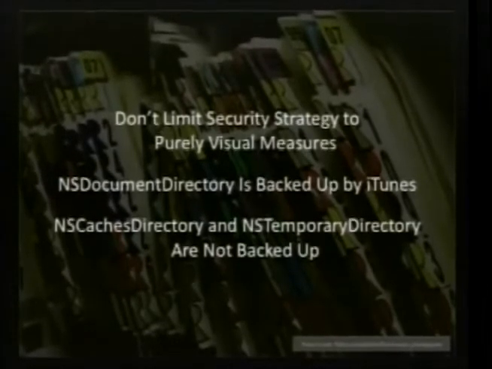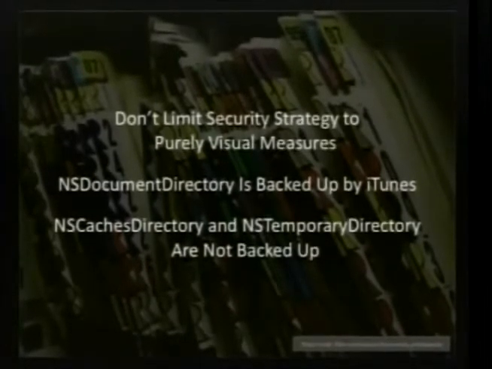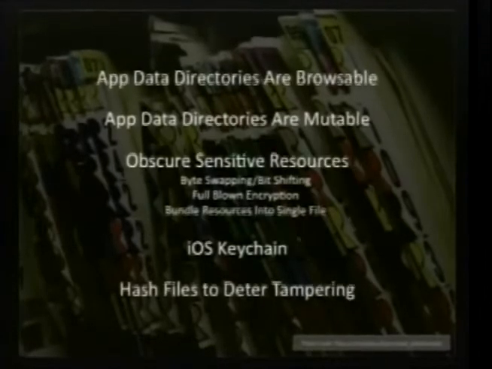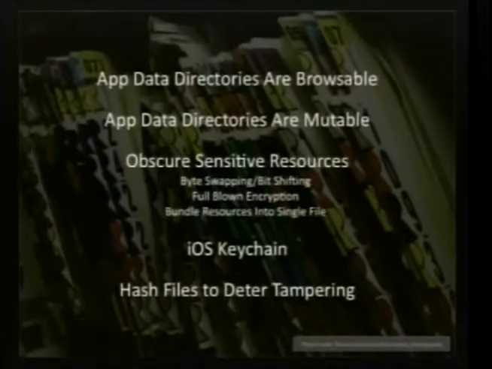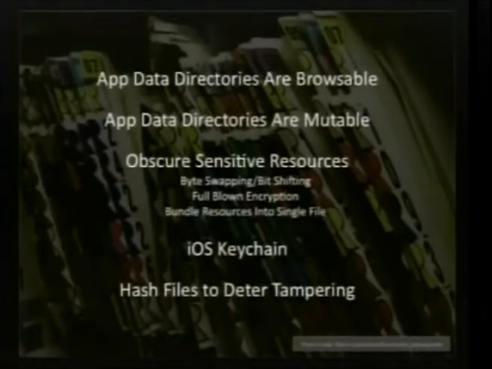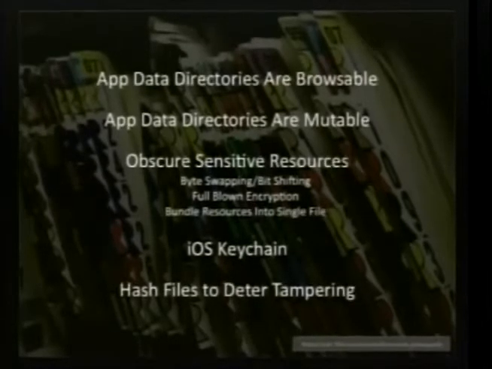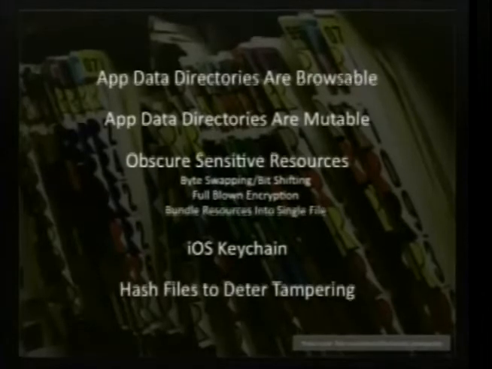Your application's temporary and caches directories aren't backed up. They're kept on the device, but they're still visible using extra tools. All three of those directories, as I'd mentioned, are browsable with a tool like iPhone Explorer. It's iPhone Explorer on the Mac. I'm not sure if there's a Windows version of iPhone Explorer specifically, but if there isn't, there's plenty of other tools that'll let you do it.